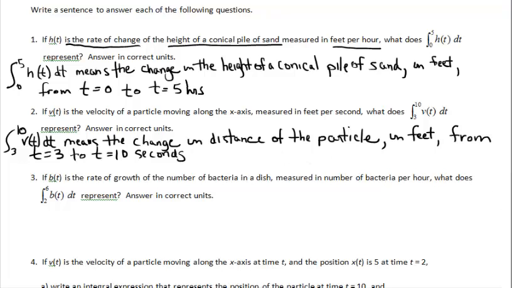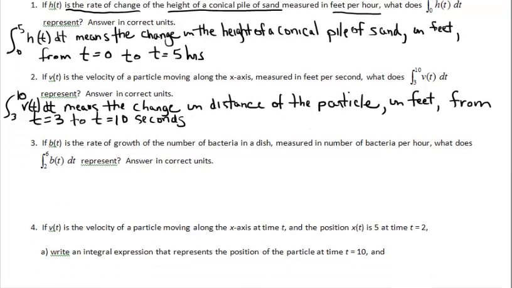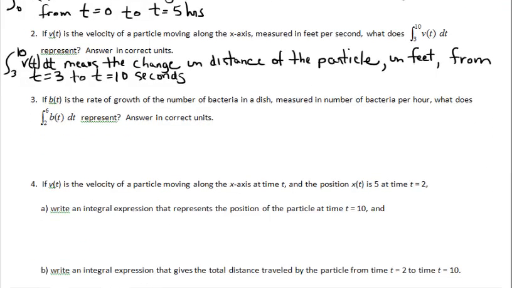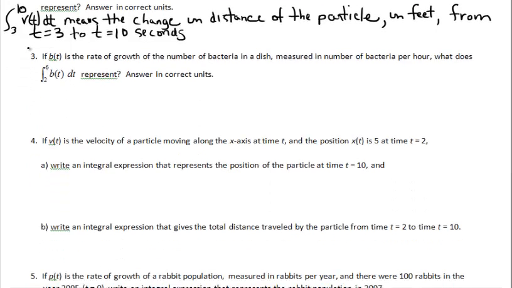All right, example 3. B of t is a rate of growth, so right there we know it's a derivative. It's a rate of change. B of t is the rate of growth of the number of bacteria in a dish, measured in number of bacteria per hour.